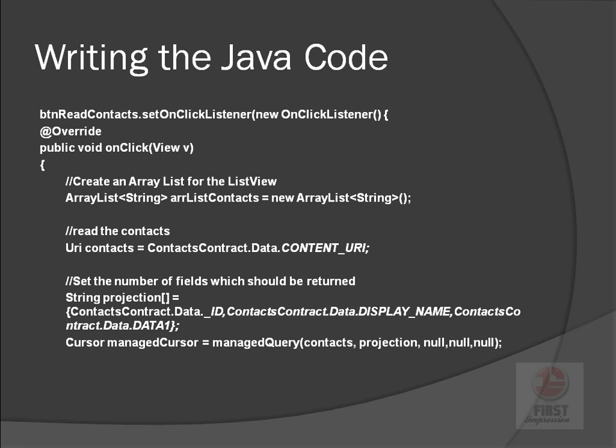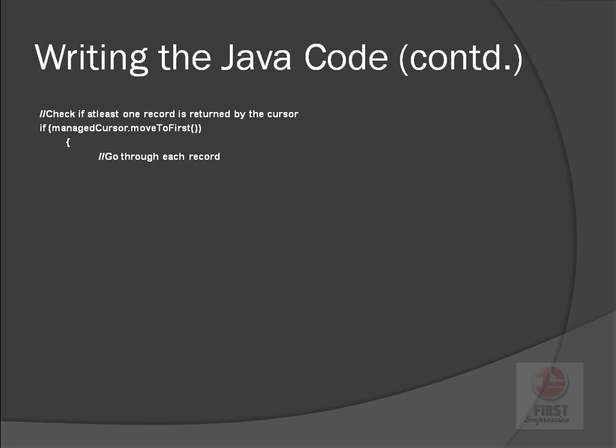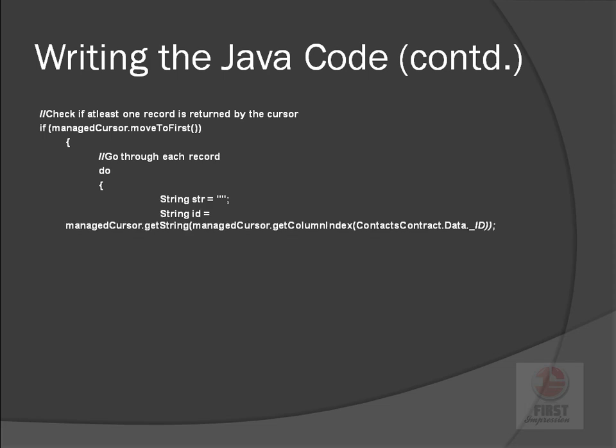Once we get the managed cursor, then we will say start managing cursor. The start managing cursor function will actually start managing the cursor and fetching all the records from the database. Once the records are fetched, then we can check if managedCursor.moveToFirst is true. That indicates we have got at least one record in the database. So we'll have a do loop, and let's define a string.